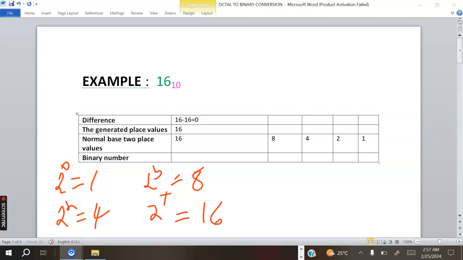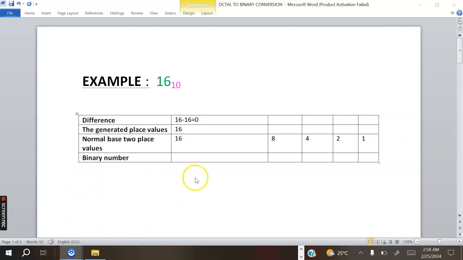Anything raised to power 0 is always 1. Then 2 squared is 4, 2 cubed is 8, 2 to the power 4 is 16, and going forward. So that's why 16 is the highest value, followed by 8, followed by 4, followed by 2, followed by 1. Okay, let's move to the next part.